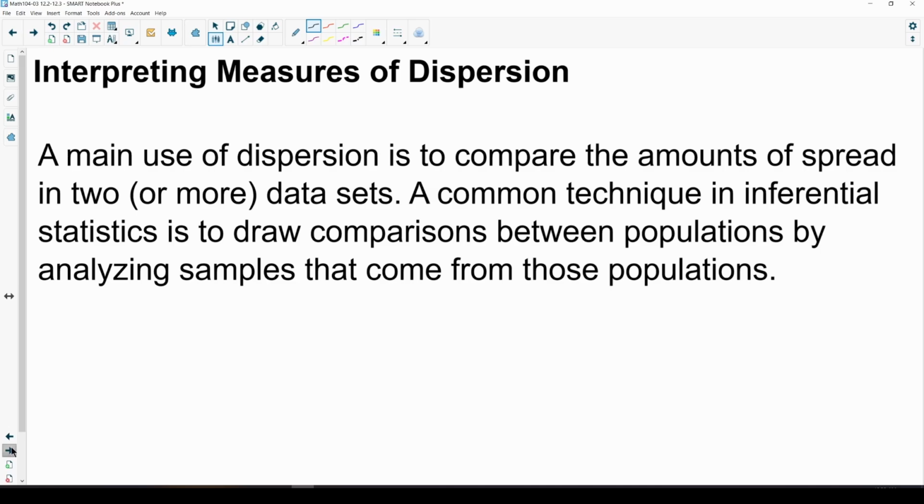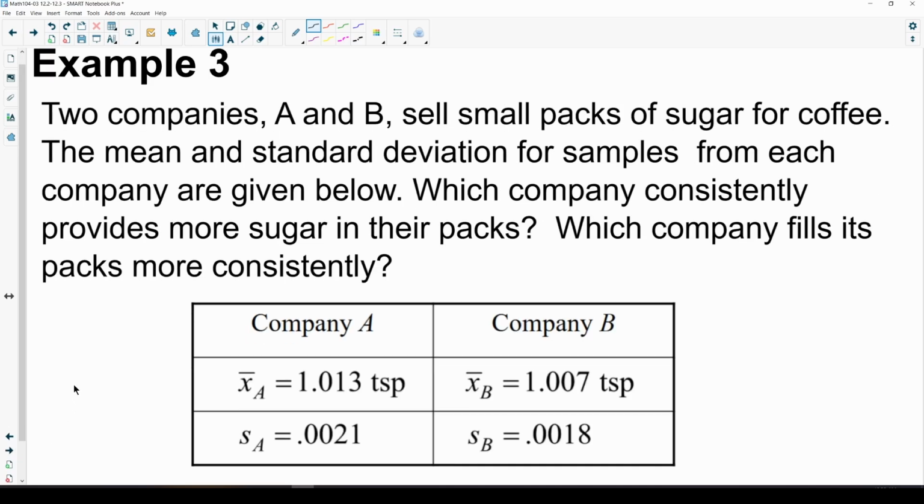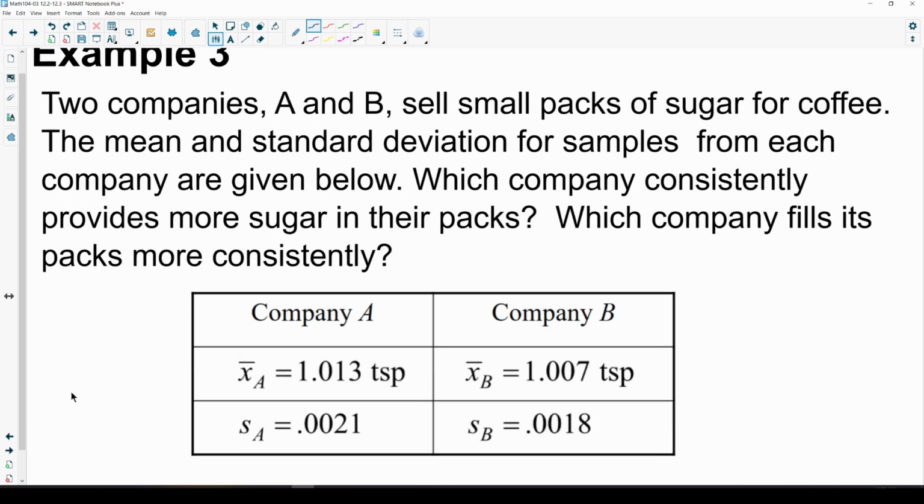So now, how do I interpret these measures of dispersion? Well, a main use of them is to compare the amounts of spread in a couple of different data sets and kind of look at what those mean. We infer then what those different data sets or those comparisons would be to understand what's going on in the system. So for instance, let's say I have 2 companies, A and B, and they're selling small packs of sugar for coffee. We all need our coffee. The mean and the standard deviation are given below, but what do those mean?